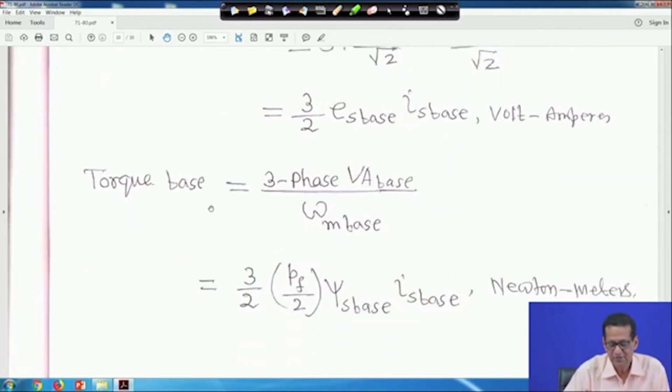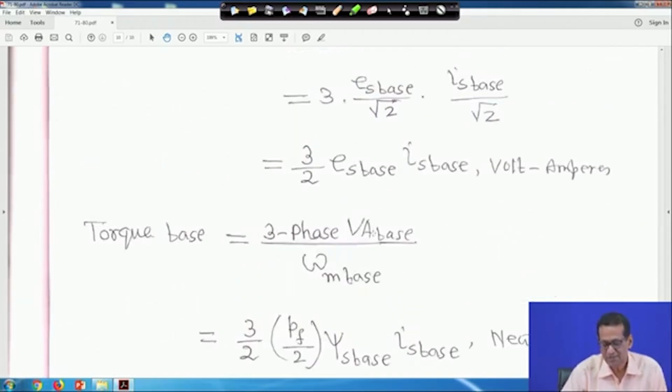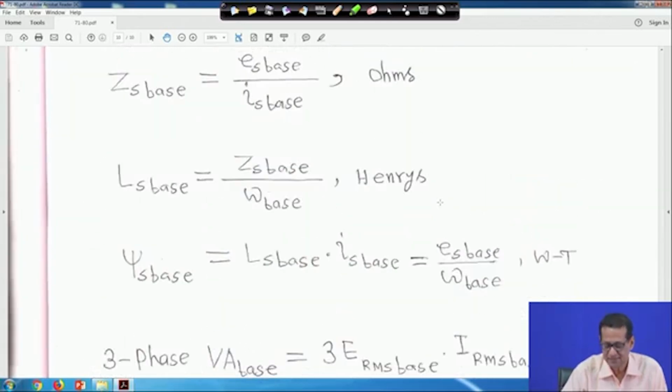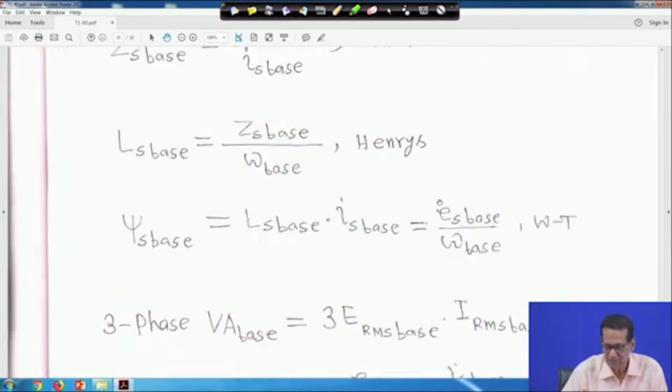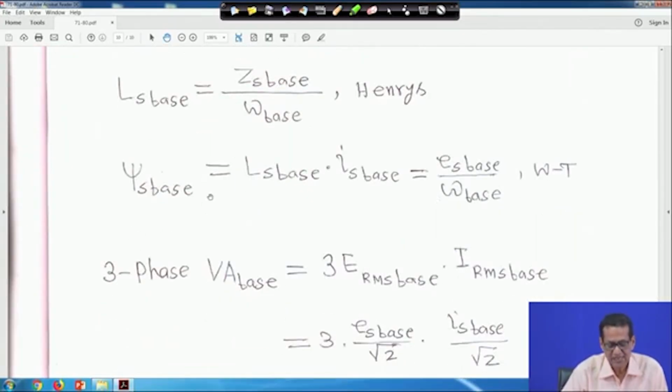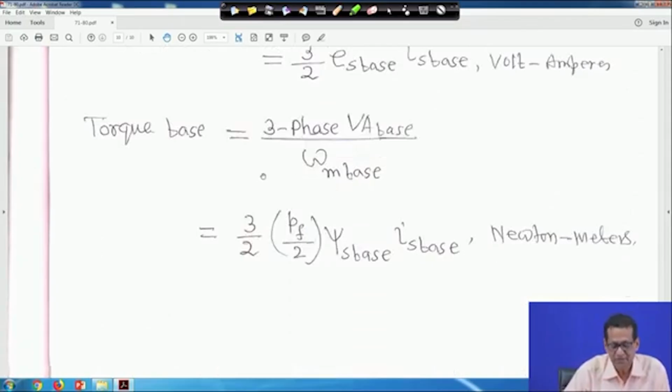Now torque base. In general we know power is equal to speed into torque, but we are trying to represent the base quantities. So torque base will be the 3-phase volt-ampere base divided by omega mechanical base. Here psi s base is equal to Ls base into Is base, and it is equal to Es base upon omega base. So torque is equal to 3-phase VA base by omega mechanical base.